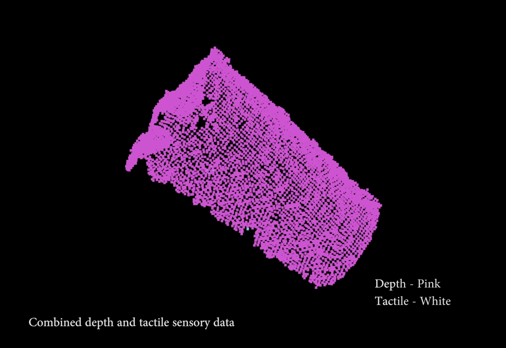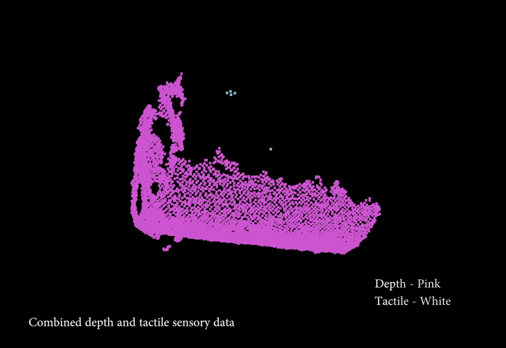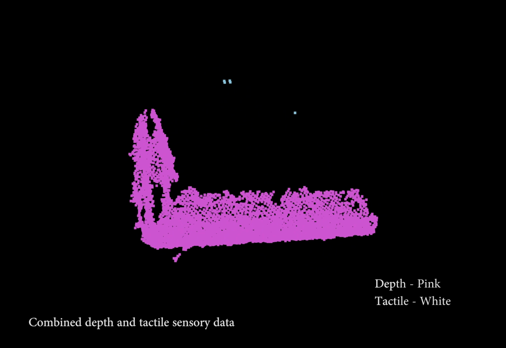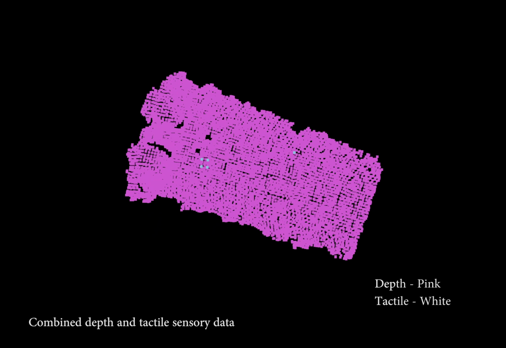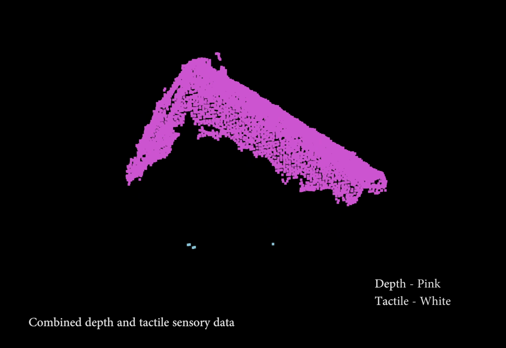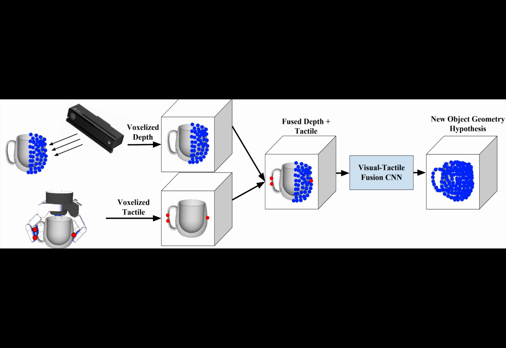This information gives the Visual-Tactile Fusion CNN more information about the object, enabling a more robust approximation of the object's geometry compared to a depth-only completion. Now, looking to the model of our Visual-Tactile Fusion architecture, we voxelize and combine the depth and tactile point clouds, and pass them through the Visual-Tactile CNN to produce an updated understanding of the object geometry.